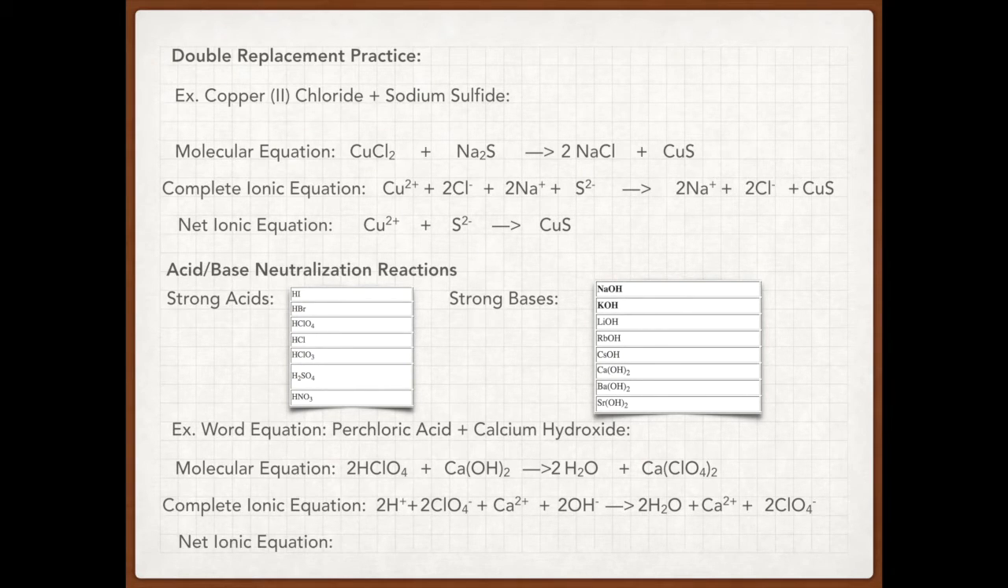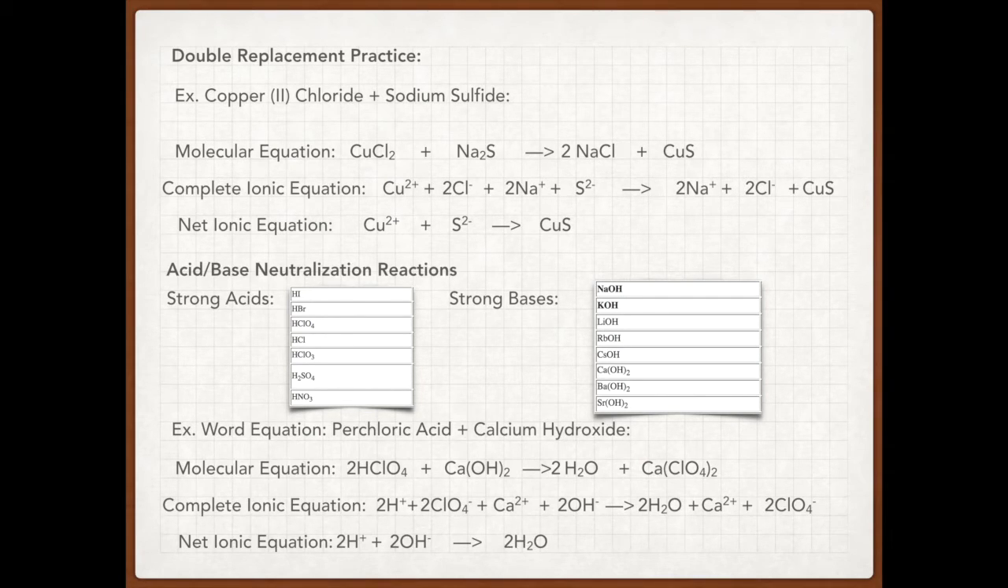And now to write the net ionic equation, remember you simply eliminate your spectator ions. So I'm going to get rid of my perchlorate ions, and I'm also going to get rid of my calcium ions. So what I'm left with is 2 hydrogen ions reacting with 2 hydroxides to produce water.